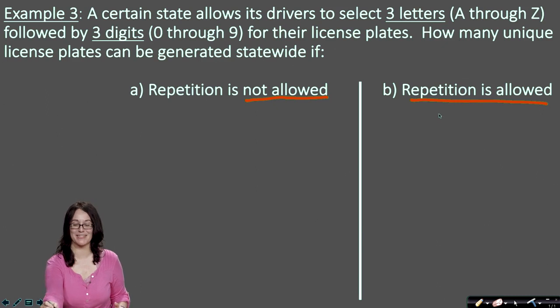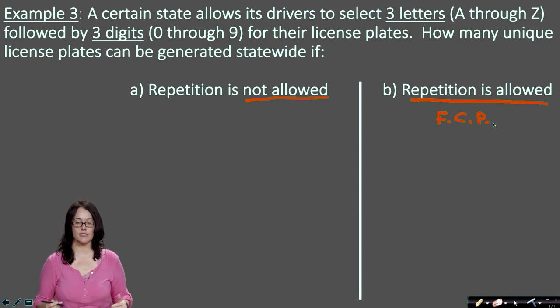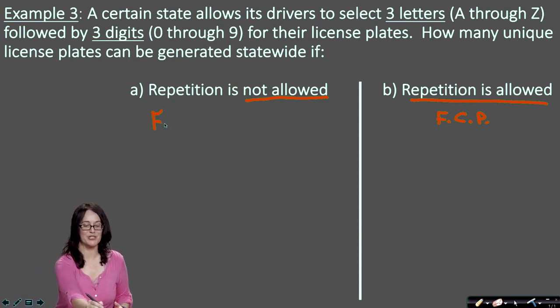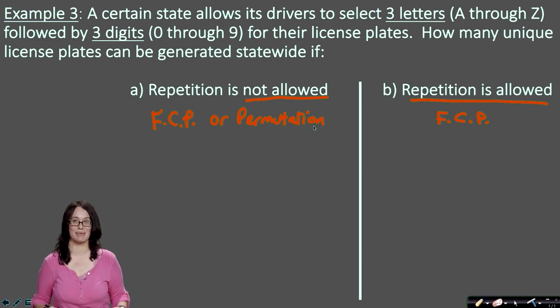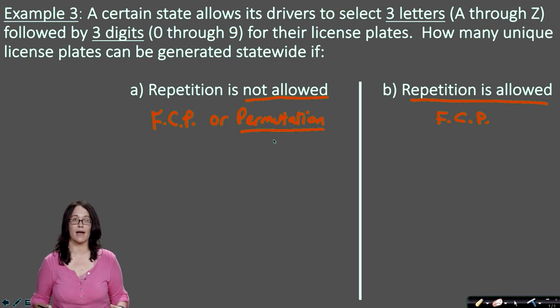You can go back to our first slide. We would have to use the FCP, just multiply the number of ways together. So let's do the FCP for both of them, and then I'll show you how we could have also done a permutation. Why a permutation and not a combination? Because the order of your license plate matters, doesn't it? Yeah, so that's why it would be a permutation over a combination.